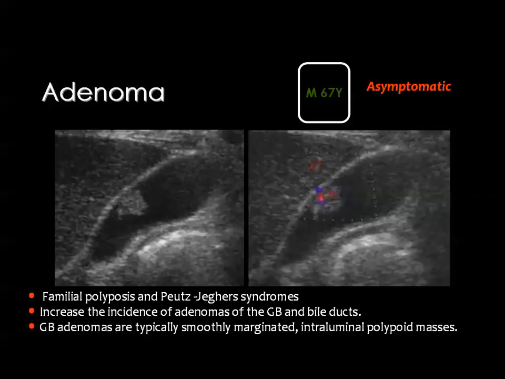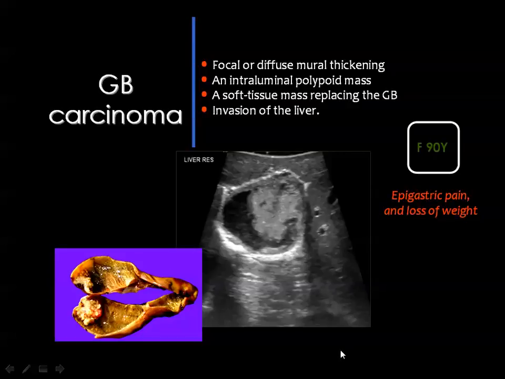gastrointestinal polyposis syndromes like familial polyposis and Peutz-Jeghers syndromes. If the patient had one of these and the gallbladder demonstrates a polyp, then you may say that this is not a cholesterol polyp, but it may represent an adenoma of the gallbladder.